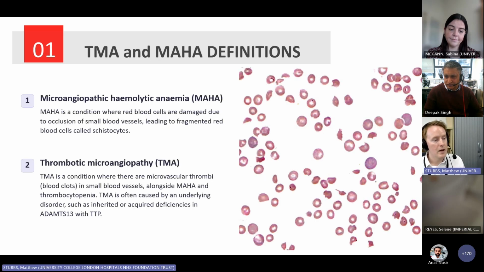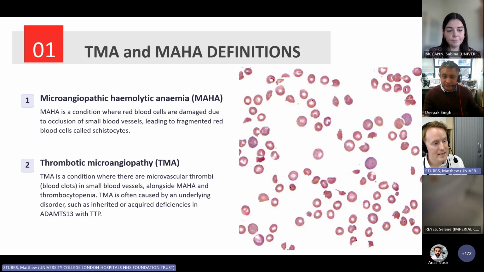So when we talk about MAHA and TMA, I'm just going to talk about what these different terms mean. A microangiopathic hemolytic anemia is a process where there is fragmentation of the red cells leading to polychromasia and these typical features that we would see on the blood film here. So fragmented red cells and polychromasia as identified in this image on the right hand side. We would say somebody has a TMA when that is combined with a thrombocytopenia, so a MAHA and thrombocytopenia. And a TMA is an umbrella term that can be caused by many different conditions, of which TTP is one of those conditions with a low ADAMTS13.